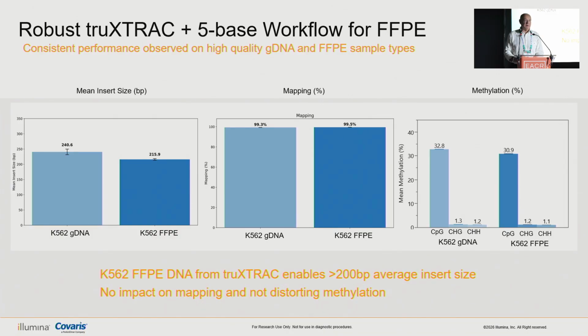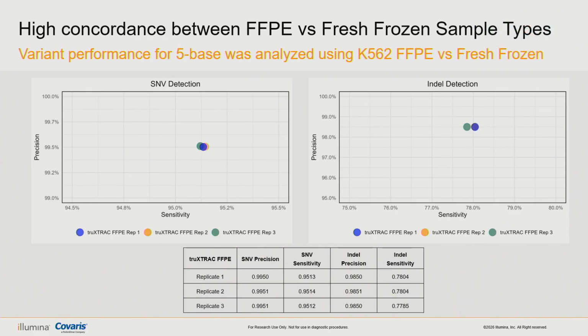So here it shows that we get more than 200 base pair on average insert size, and it's no impact on mapping or the methylation analysis. It's equivalent between the genomic DNA and FFPE DNA. We also investigated the variant calling from this, so both the SNPs, single nucleotide variants, and indels show very high consistency between the genomic DNA and the FFPE DNA.